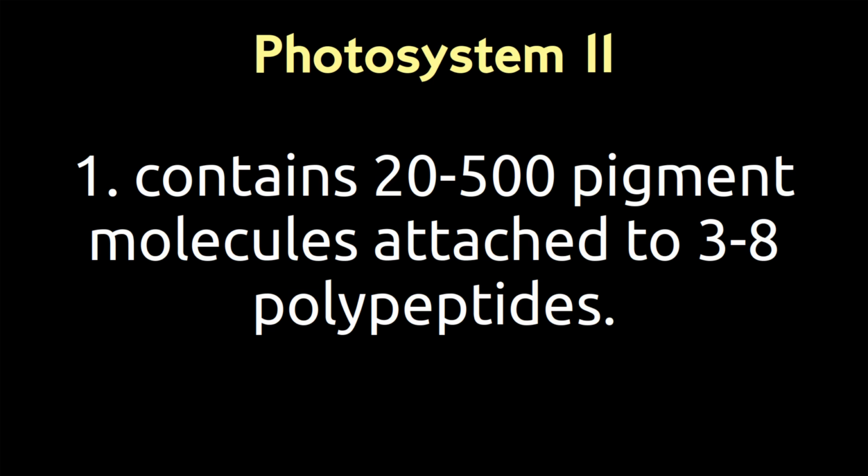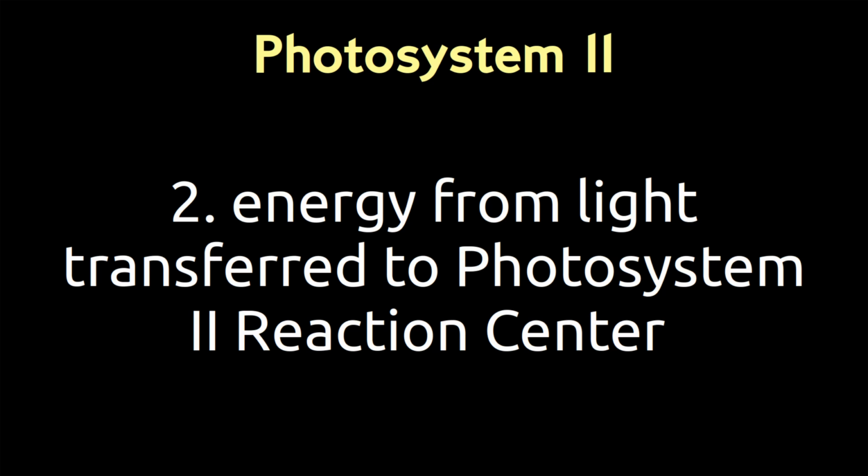The light harvesting complex harvests essentially the light. In other words, the light will interact with some of these pigments and excite some of those molecules. The energy from that light is then transferred to the photosystem 2 reaction center. And it is then this reaction center that transfers electrons onto the next system, or onto the next electron transport chain component.